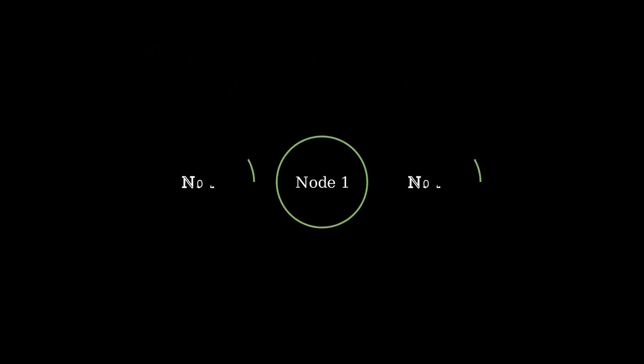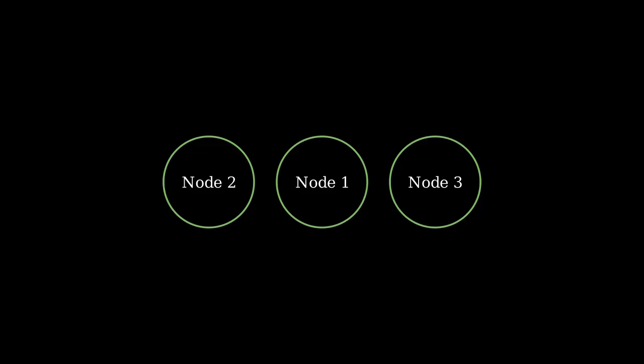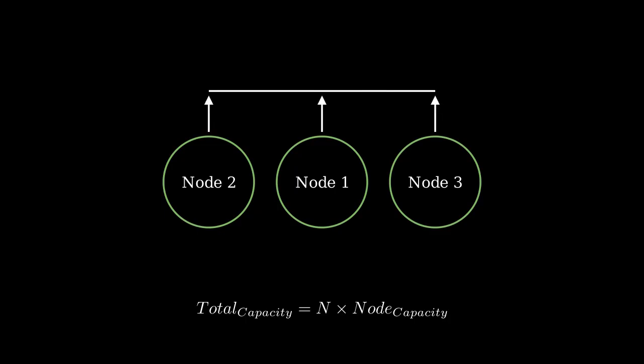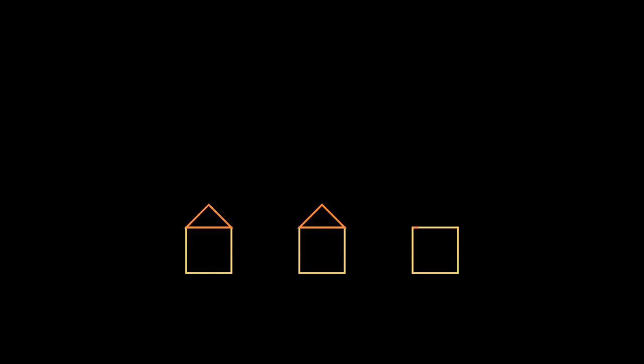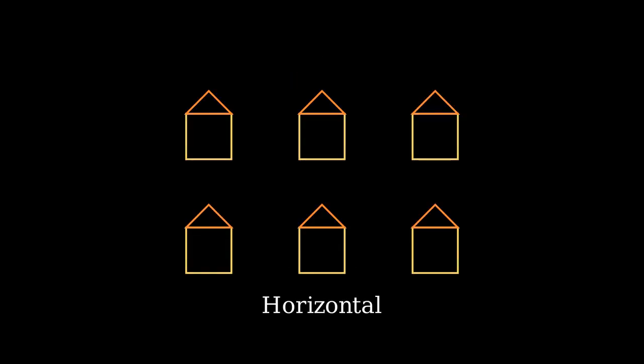Instead, you can use multiple nodes, which are individual servers working together. By spreading the load across several nodes, your total capacity becomes the number of nodes multiplied by the capacity of each one. Think of this like choosing between building one massive skyscraper, which we call vertical scaling, or building a neighborhood of houses, known as horizontal scaling. You have to decide, do you want one huge machine or many small ones?